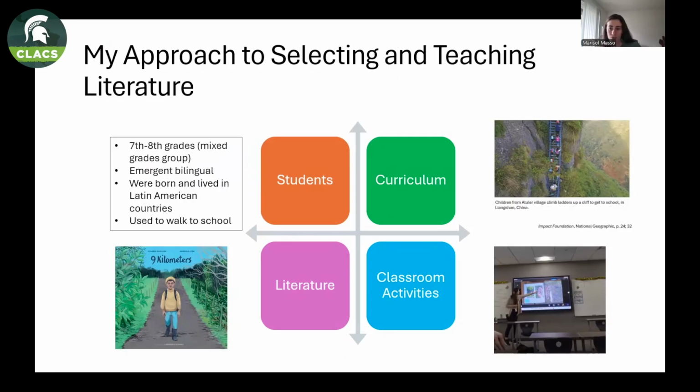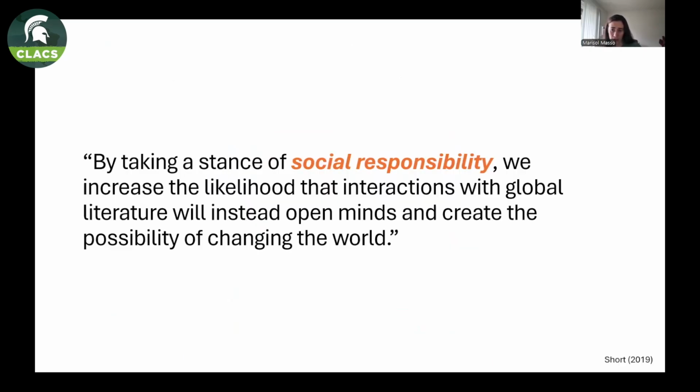Throughout this module, I demonstrated how we can use stories that help us connect. My students and curriculum are unique, and so are yours. My instructional decisions are grounded in research-based practices that aim to enhance not only reading comprehension and academic learning, but also intercultural connection. I'd like to circle back to the idea that we teachers have a social responsibility when teaching global stories. By taking a stance of social responsibility, we increase the likelihood that interactions with global literature will open minds and create the possibility of changing the world.